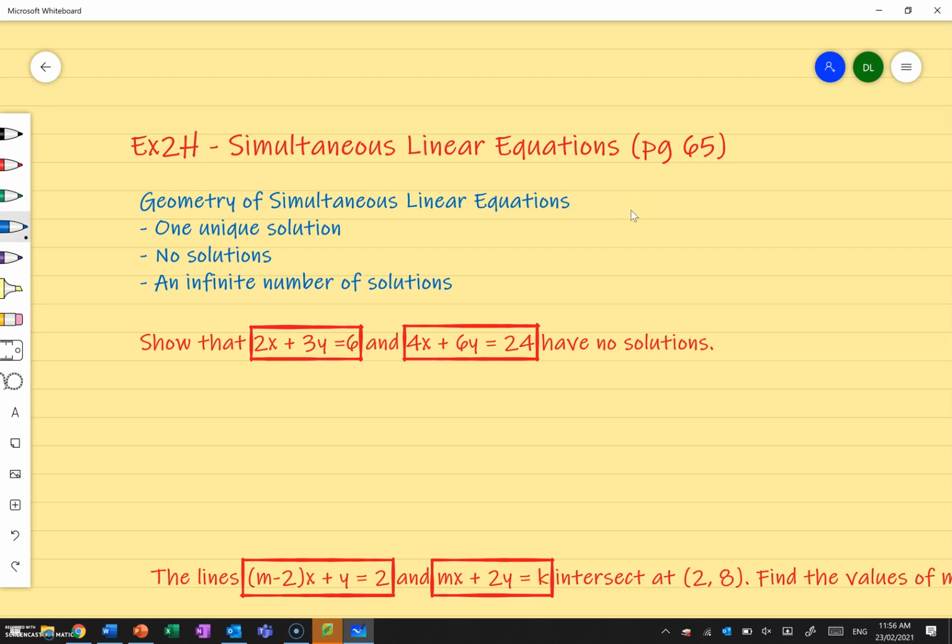Exercise 2H is pretty straightforward, and I say this every lesson I know, but this one is just an application of what we know as simultaneous and linear equations. Now, we also want to look at the geometry of simultaneous linear equations because that's essentially what we're looking for when we have simultaneous linear equations.